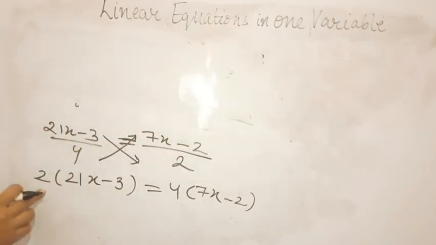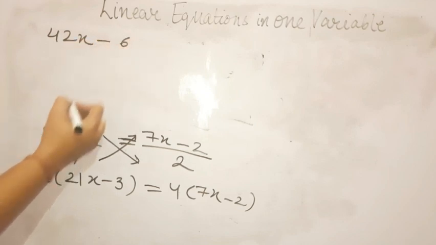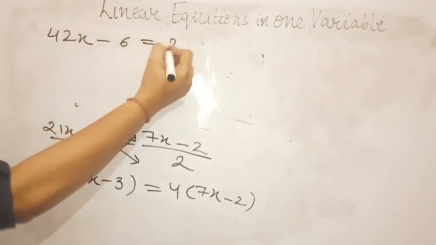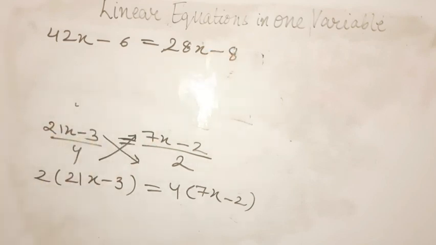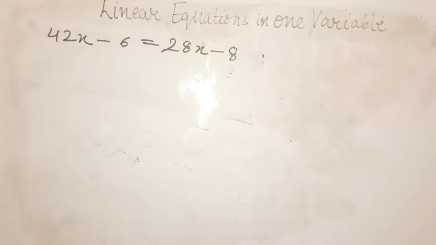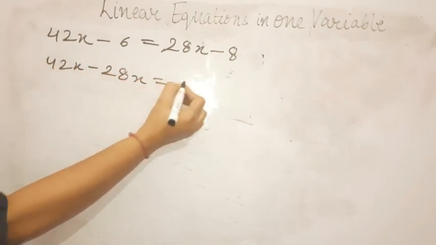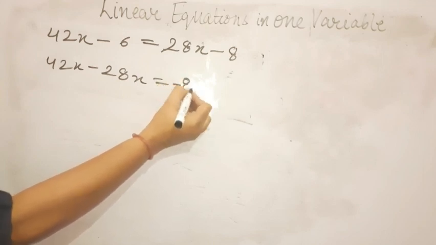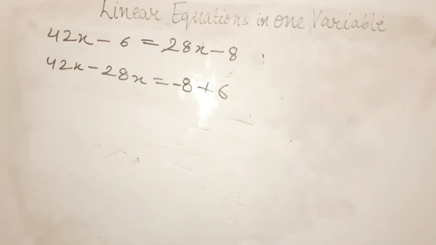Now 2 21s are 42x, minus 2 3s are 6, is equals to 4 7s are 28, 8x minus 8, because 4 2s are 8. Now collecting all the like terms together. So 42x minus 28x is equals to minus 8 plus 6, because this minus 6, once it goes to the right hand side, will become plus 6.